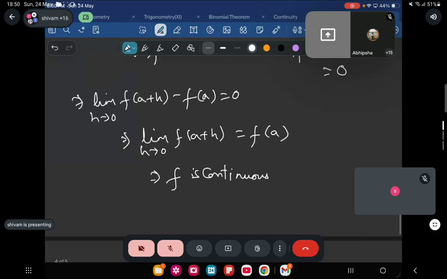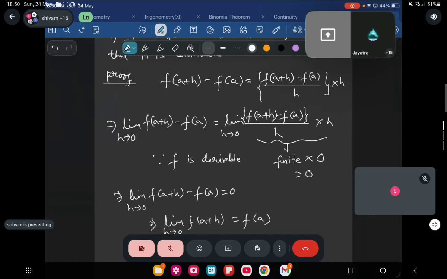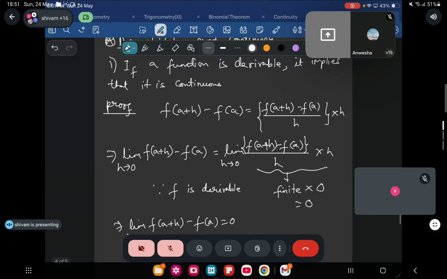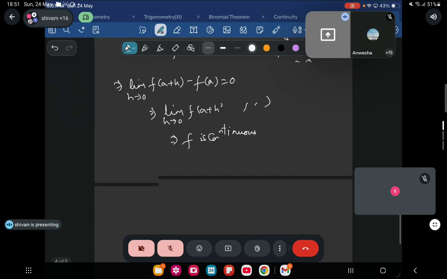Sir, can you please show the upper part, I missed? Yes. Tell me, Pratyay, is it clear? Pratyay, Madhurjo, Anvesha, Advito, is it clear? Yes, sir. At x equal to a, I am checking. We need to check the continuity and derivability at x equal to a. Is it clear?